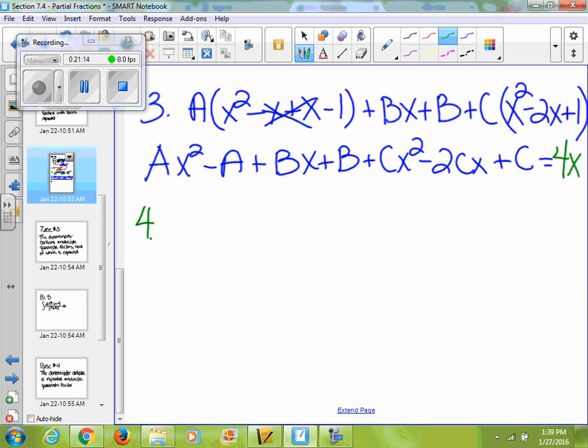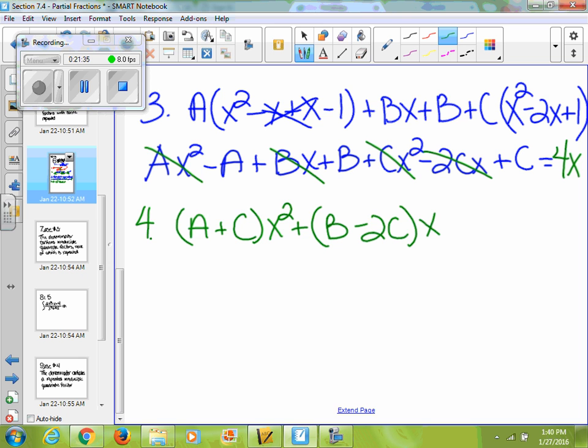Okay, step 4 is to group my coefficients. So I have an Ax squared and a Cx squared, so A plus C times x squared. I have a Bx and a minus 2Cx. And I have constant coefficients of negative A, positive B, positive C.